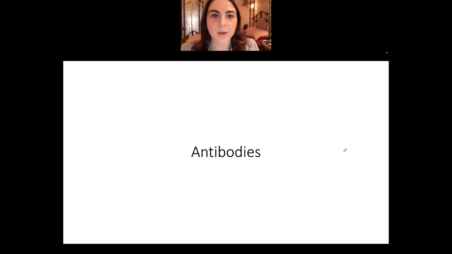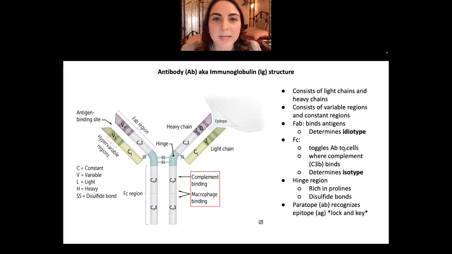Okay. So antibodies. Another name for an antibody is an immunoglobulin. We talked about IgM and IgG yesterday with activating the classical complement system. Ig in IgM and IgG stands for immunoglobulin, so it's the same thing. We briefly talked about this when we talked about the B cell receptor. But basically, as a review, it consists of heavy chains and light chains.